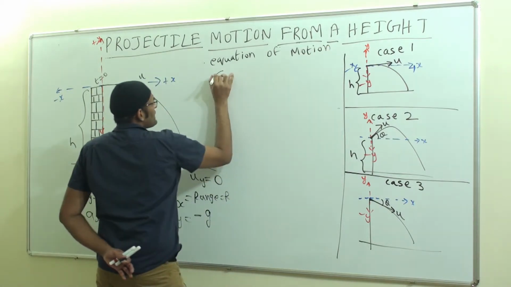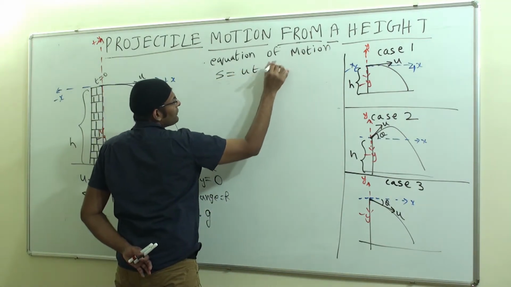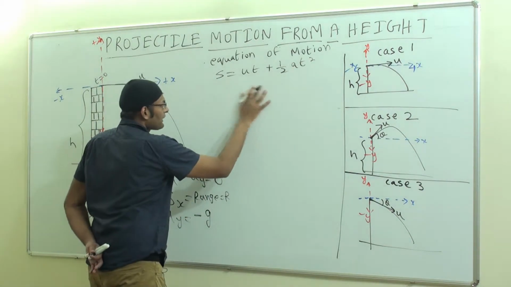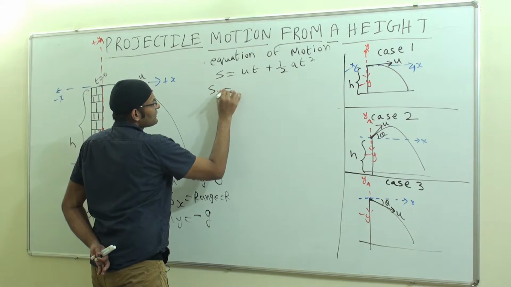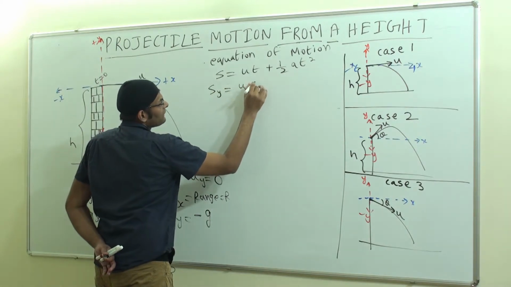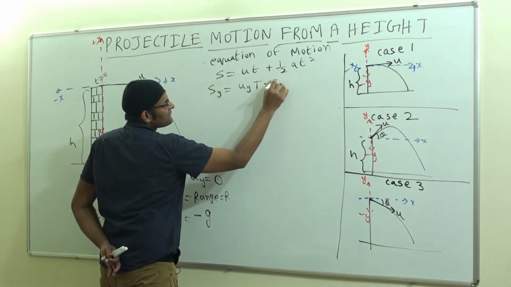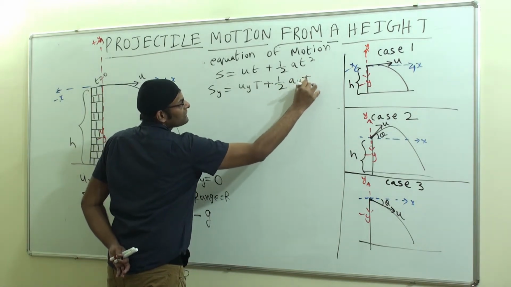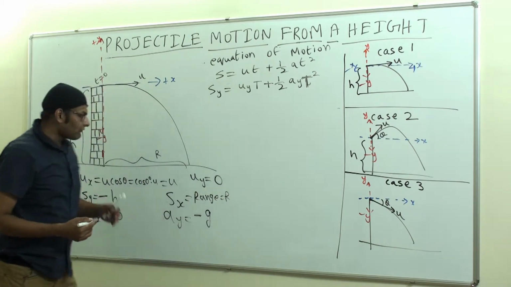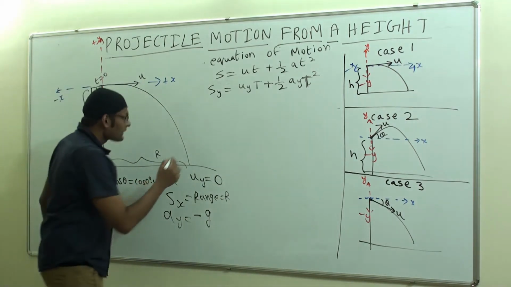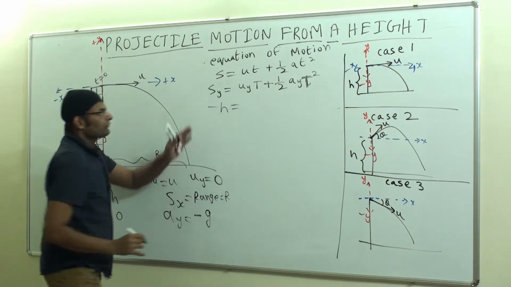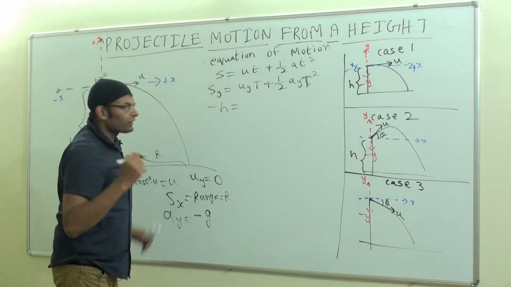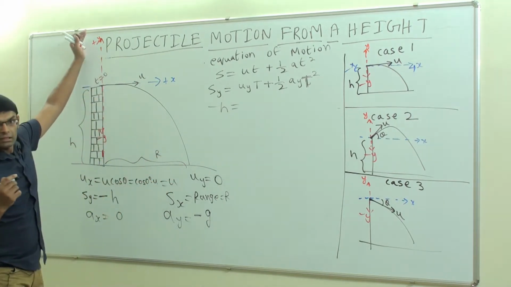So I'll use the equation s is equal to ut plus half at square. Now let me substitute this in the y axis component. Sy is equal to uy, t is time of flight, plus half ay t square, this is time of flight. Now what is sy? We have already discussed sy to be minus h, and uy is 0. Why 0? Because initially there is no velocity in the plus y axis.